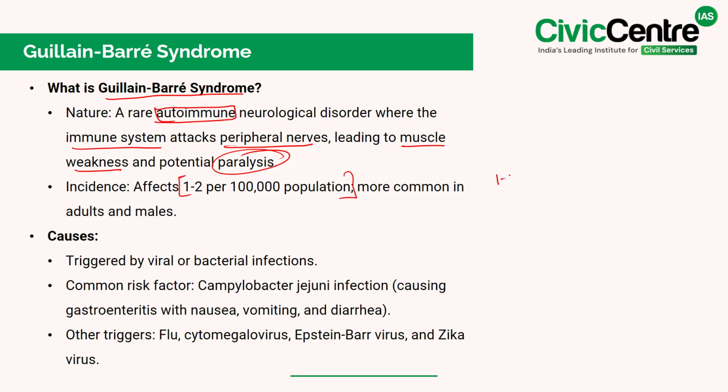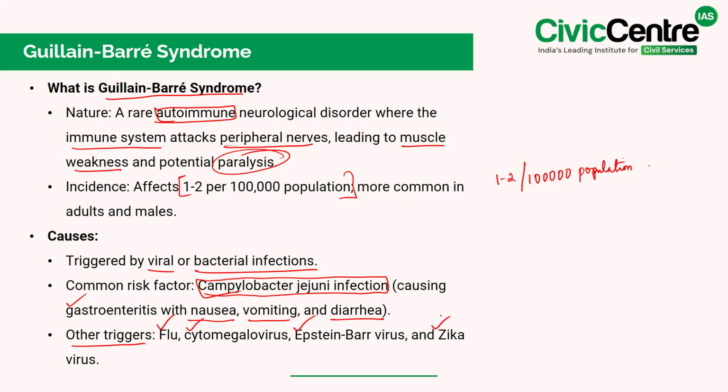Now, in terms of causes, GBS, that is the Guillain-Barré Syndrome, is often triggered by viral or bacterial infections which lead to an abnormal immune response against the nerve tissues. And among the most common risk factors, Campylobacter jejuni infection, which is responsible for gastroenteritis with symptoms such as nausea, vomiting, and diarrhea, is frequently linked to the onset of GBS. And apart from this, other infections such as the flu, cytomegalovirus, Epstein-Barr virus, and Zika virus have also been identified as potential triggers.